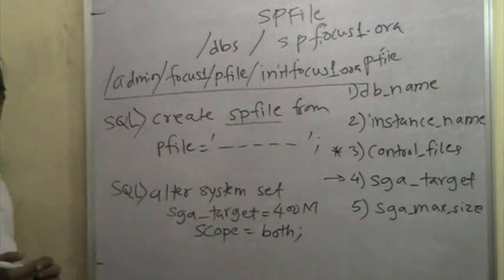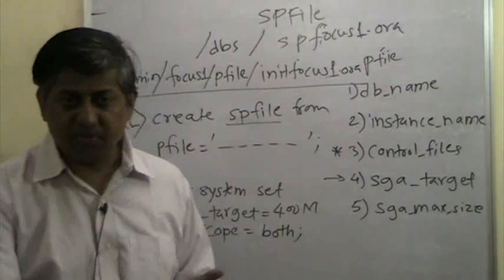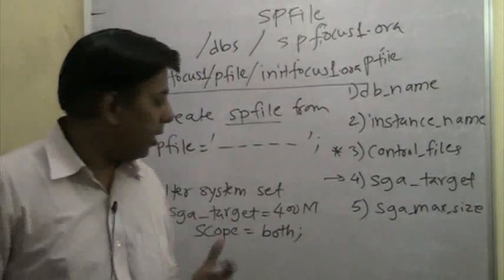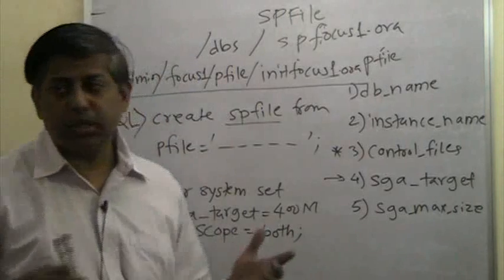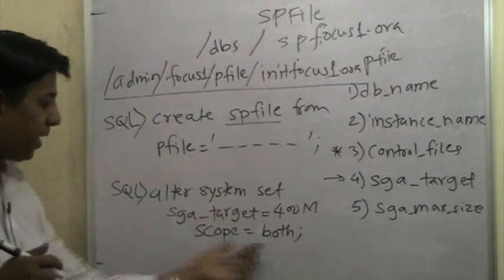Both means SP file as well as memory. That means the change would be done in the SP file, and because of that, next time when we reboot, it will be again 400, and immediately right now I am changing the SGA from 300 to 400. So these are the three scope parameters.